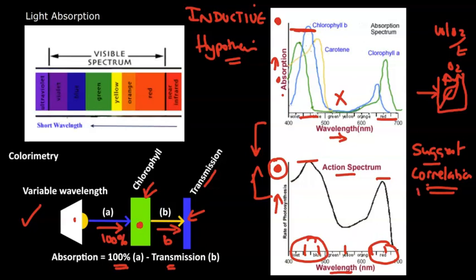Although we have a suggested correlation, we would need more experimental evidence to be able to claim a causal relationship between the two. That is to say that these pigments here are causing this high rate of photosynthesis. We don't have the experimental evidence for that yet. We'll look for that in our theory, which will follow this video.